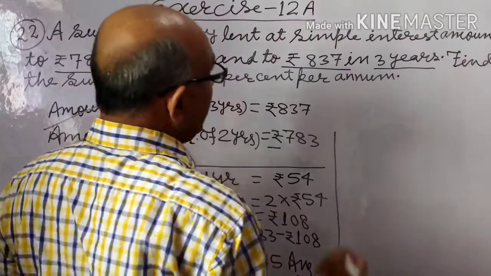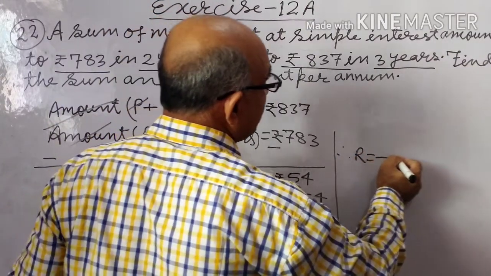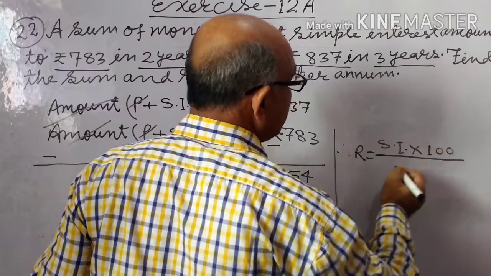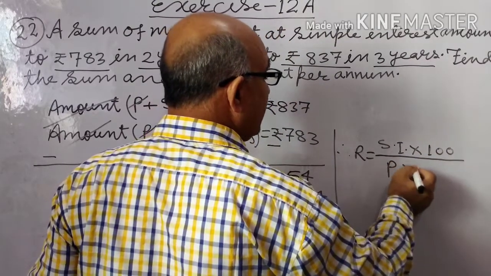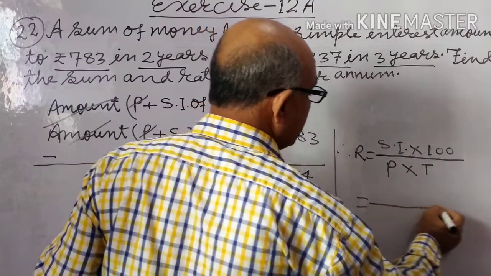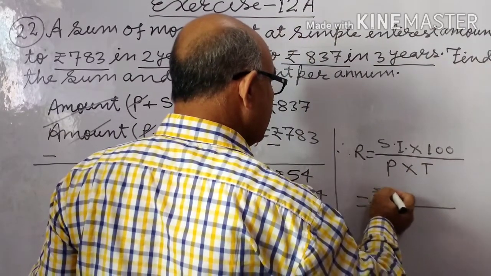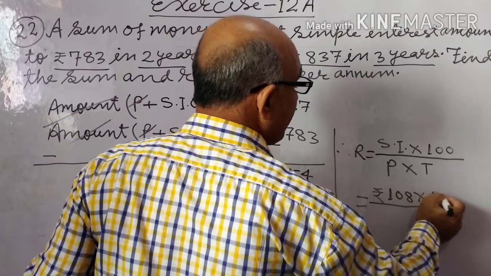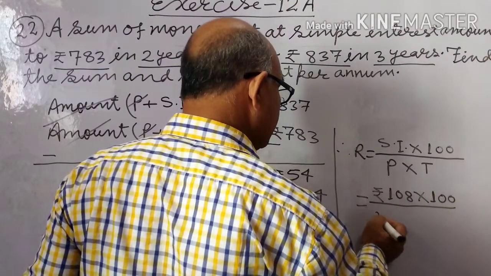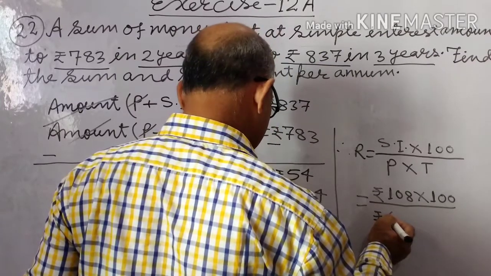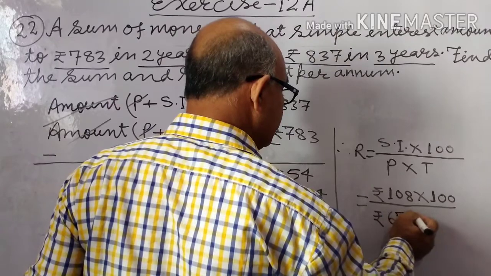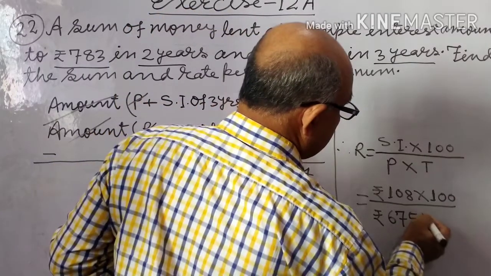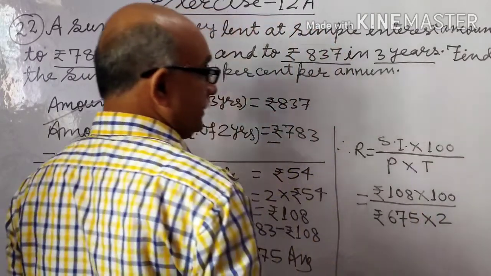Second question. It is find the sum and rate. R equal to SI into 100 by P into T. SI is rupees 108 into 100 by P, rupees 675, into T, 2 years. T is 2 years.